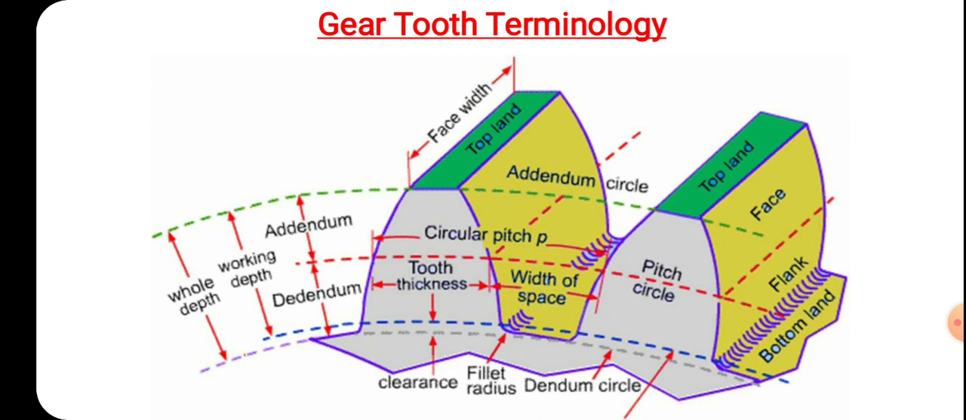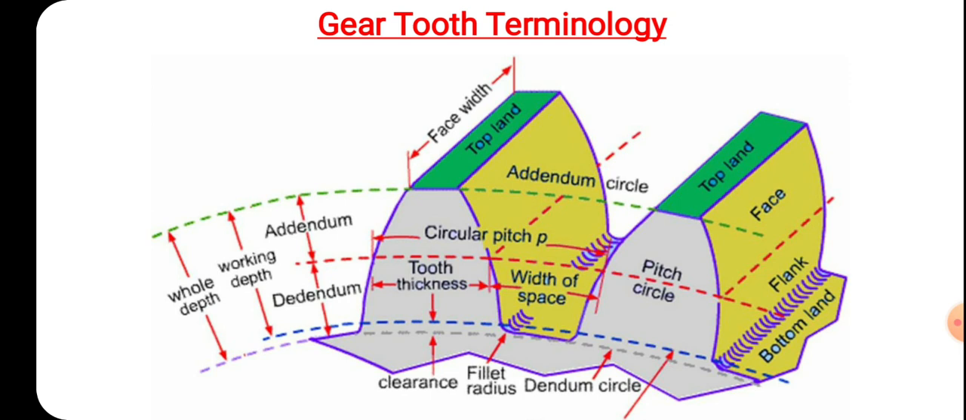Then your clearance. So it is the radial distance from the top of the tooth to the bottom of the tooth in a meshing gear. A circle passing through the top of the meshing gear is known as clearance circle. Then total depth, it is the radial distance between the addendum and dedendum circles of a gear. It is equal to the sum of addendum plus dedendum. Then working depth, it is the radial distance from the addendum circle to the clearance circle. It is equal to the addendum of the two meshing gears.